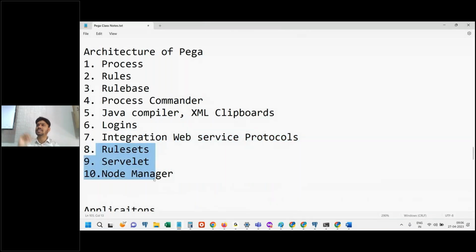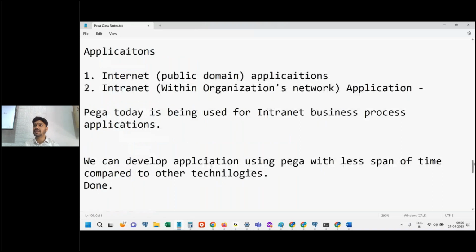Okay, just keep in mind, we will discuss later. You will not be able to understand now. Rule sets, servlet, node manager. You will be getting the knowledge about all these things during the practicals. Okay. Next. Okay, using PEGA, you are developing business process management applications, right?